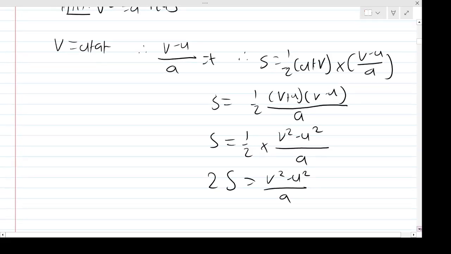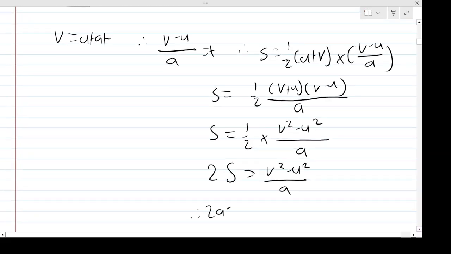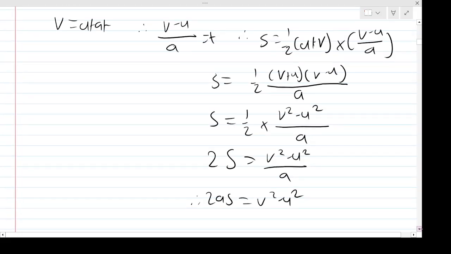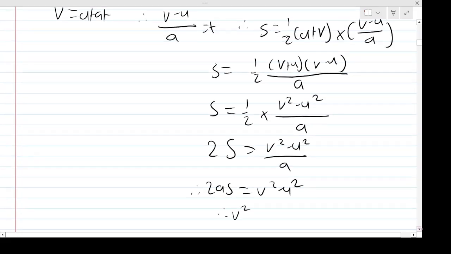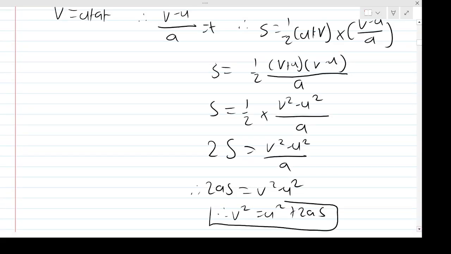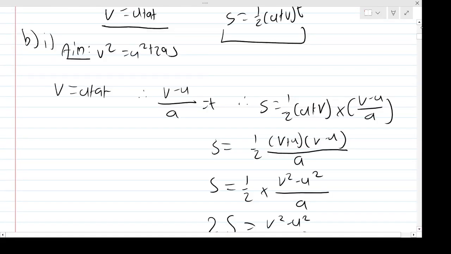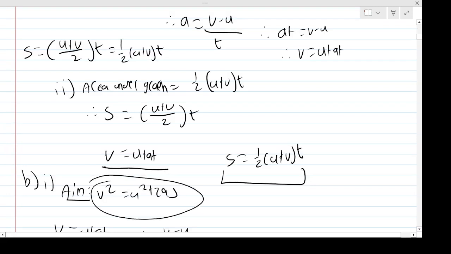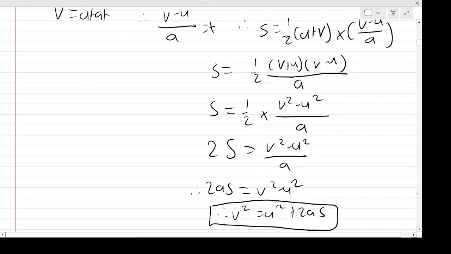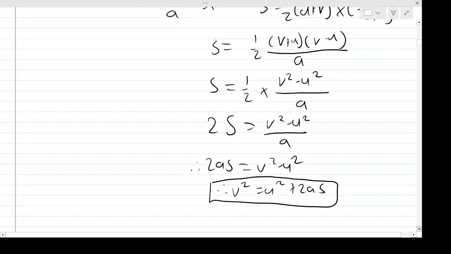Then if I times by a, I get 2as. It's going to be v squared minus u squared. And therefore v squared, if I add u squared, I get u squared plus 2as. And that is what I wanted to show. Okay, let's have a look at the next equation.